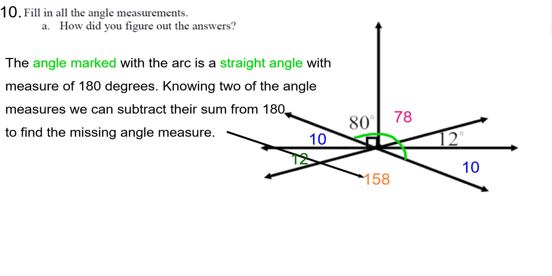So now it's going to be your turn to practice more with your angle relationships and finding some missing measurements based on those givens.